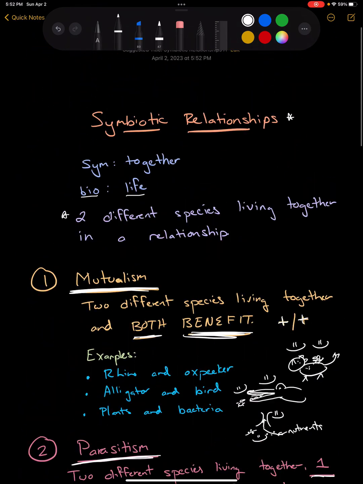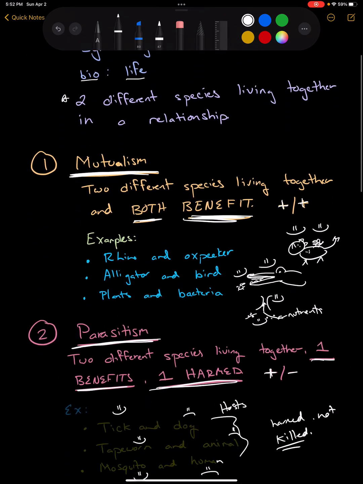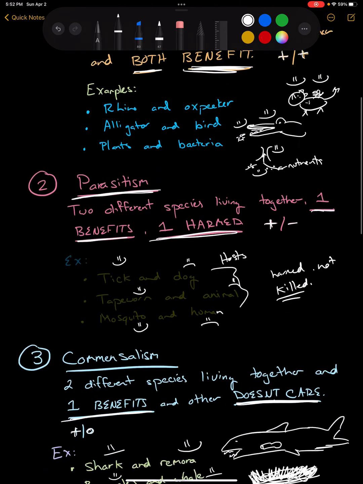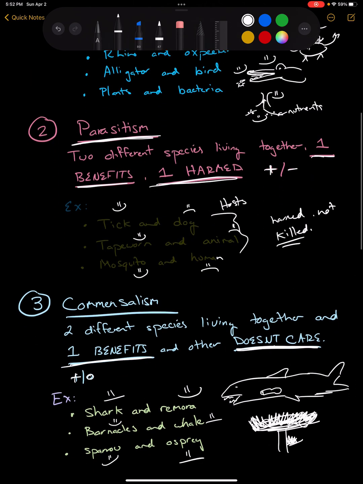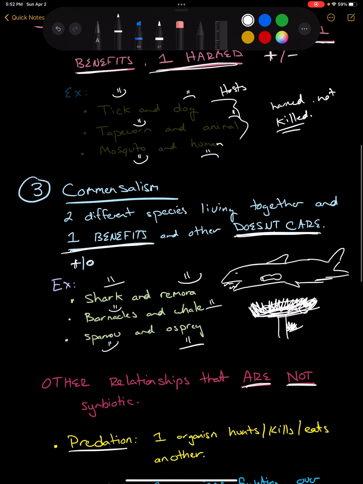So symbiotic relationships are two different species living together. Mutualism, they both benefit. Parasitism, one benefits, the other one's hurt. Commensalism, one benefits and the other one doesn't care. All right, I hope that helps.